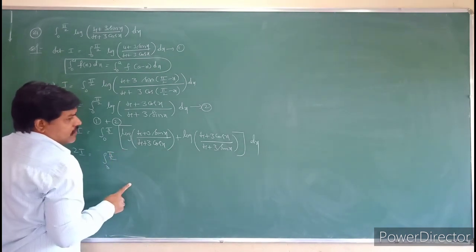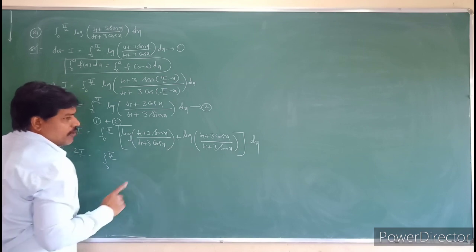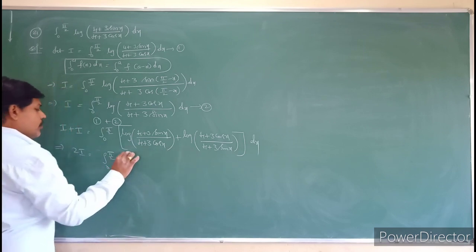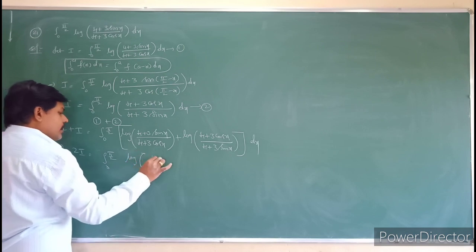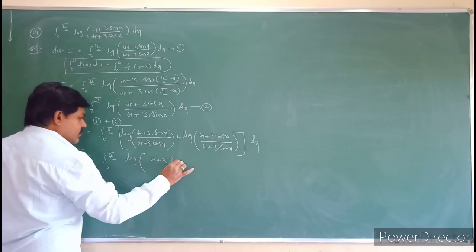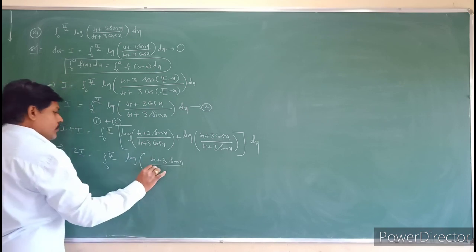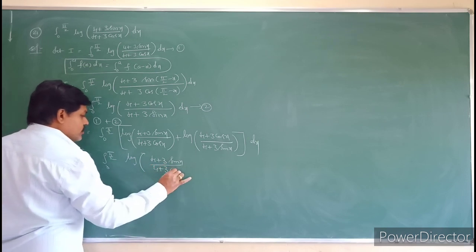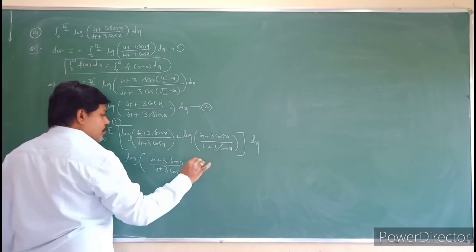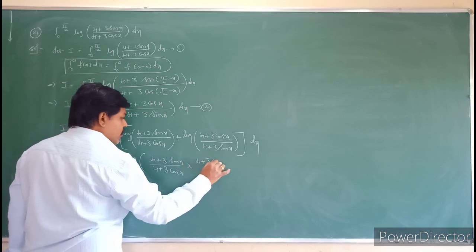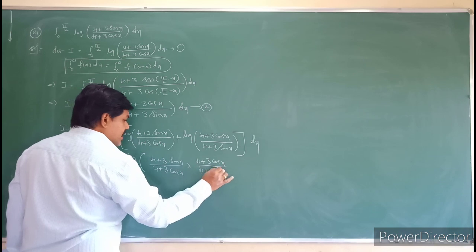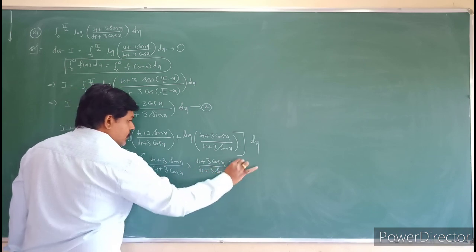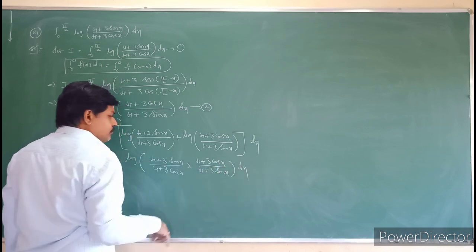Log a plus log b is nothing but log of ab. So it will become log of ab, that is nothing but 4 plus 3 sin x by 4 plus 3 cos x into b, which is nothing but 4 plus 3 cos x by 4 plus 3 sin x, into dx.